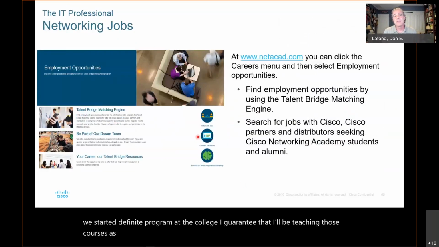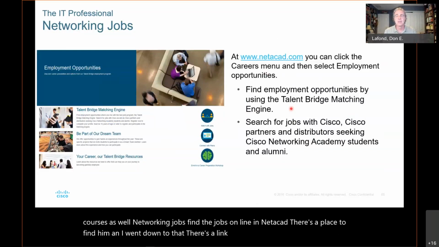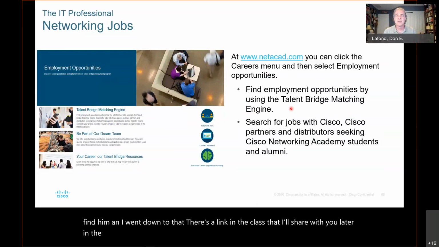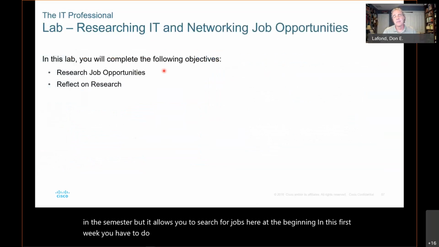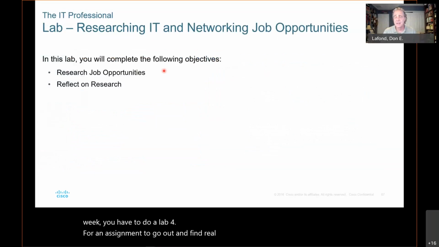Networking jobs. Find the jobs online. In NetAcad, there's a place to find them. There's a link in the class that I'll share with you later in the semester, but it allows you to search for jobs. Here at the beginning, in this first week, you have to do a lab for an assignment to go out and find real networking jobs. And I tell you, there's a lot of them out there.